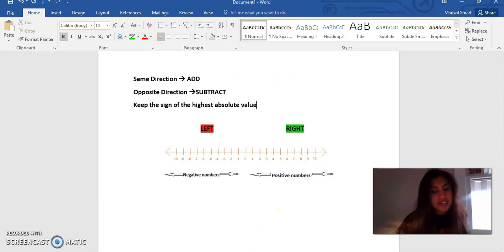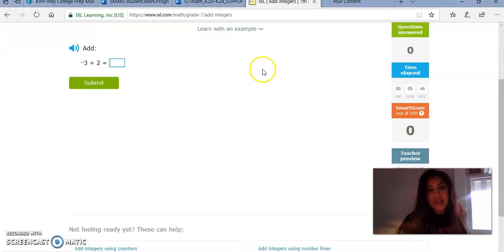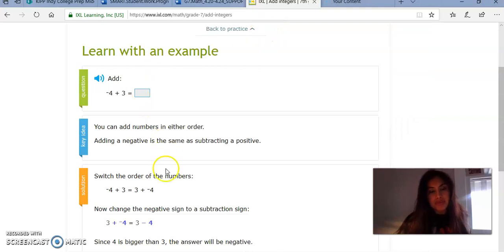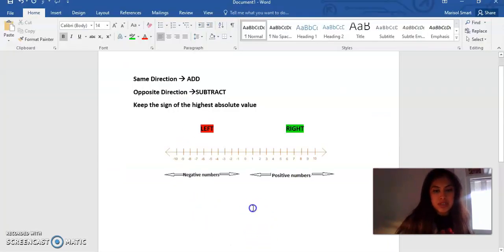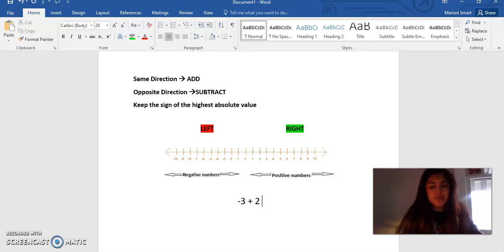Now, if you'd like to see another way, a quick tip is that if you click here where it says learn with an example, you can review how to add integers. Okay, so here we have -3 plus 2. So I'm going to type here -3 plus 2.